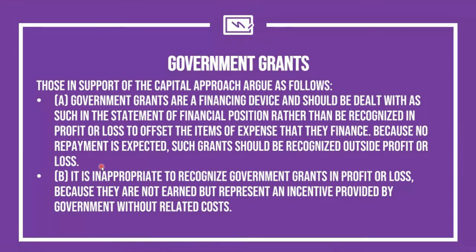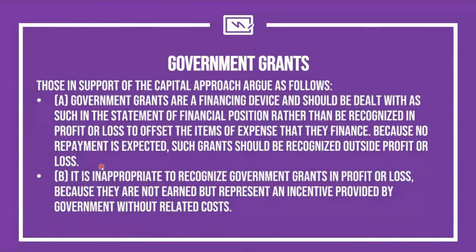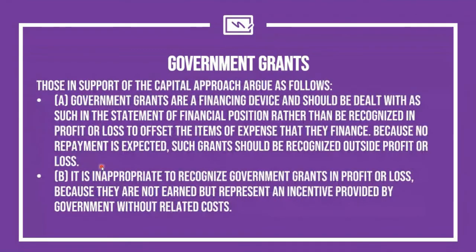Next, this is where we emphasize already the two methods. We have the capital approach and we have the income approach. When you talk about capital approach, this is pertaining to the net method. Meaning we are going to net off the value of the grant to the underlying asset or to the underlying item that is related to that grant. While in income approach, we are going to recognize the grant as a separate income or a separate line item of income in our statement of comprehensive income. So anyway, let us first go to the capital approach.